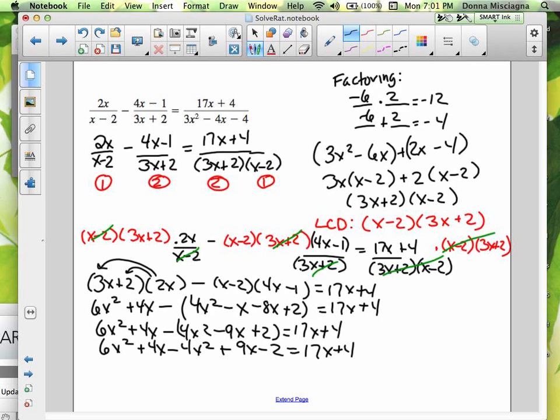All right, so now we just combine the like terms on the one side, and then we'll move everything over. Right now, let's just remind ourselves of our steps. We multiplied by the LCD. We simplified, now we're simplifying. And we distributed.